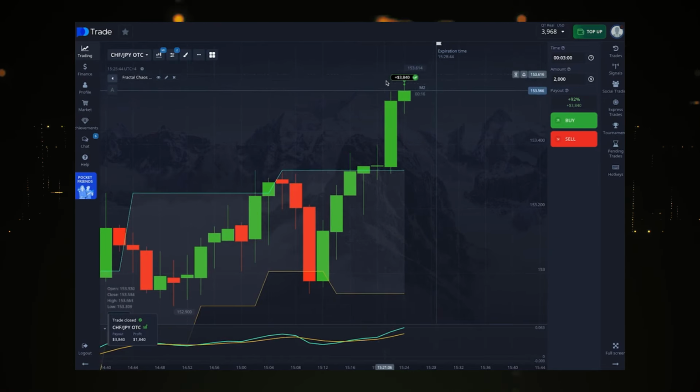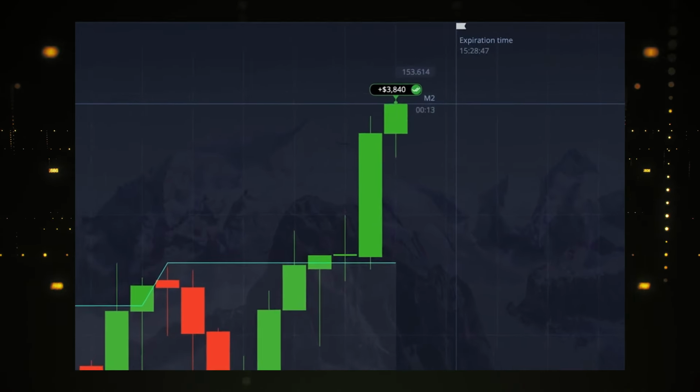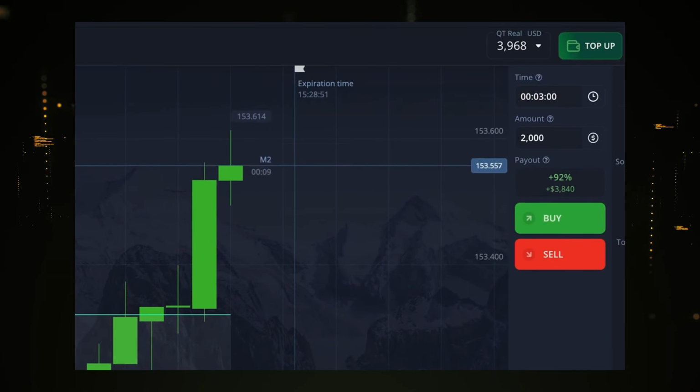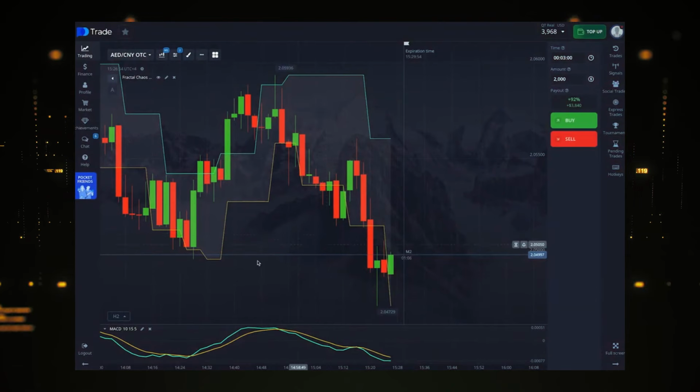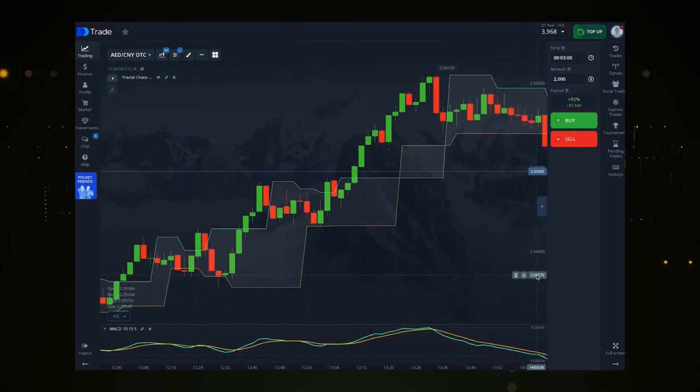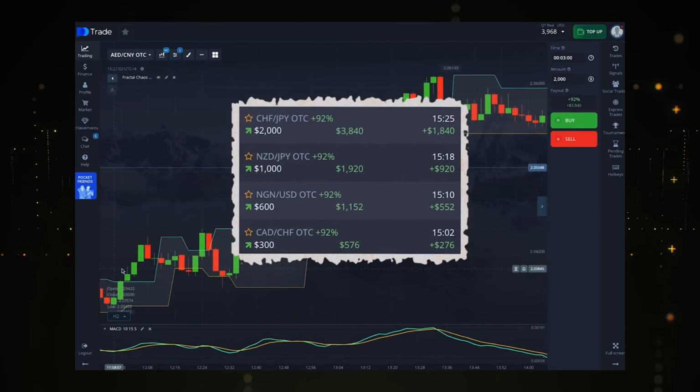Yes, alright, I'm making a profit. My balance has increased by $1,840 and is already equal to $3,968. The trading session went just great. This strategy proved its effectiveness again. I increased my balance from $370 to an impressive $3,968.